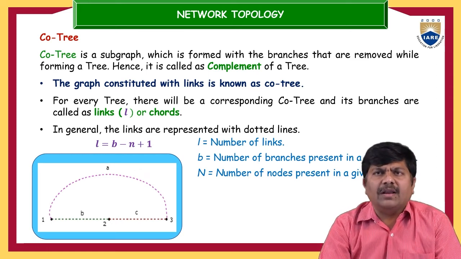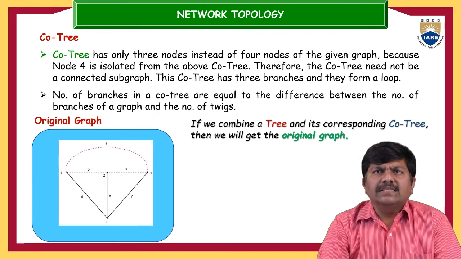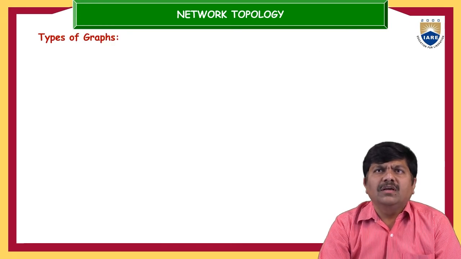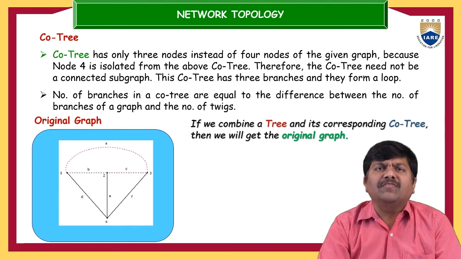Clearly we have marked here L equals the number of links, B equals the number of branches present in a graph, and N equals the number of nodes present in a graph. So this is the procedure to identify the co-trees. As we know, when co-tree and tree are added, finally you can see one complete original graph. So this is the basic introduction to network topology.